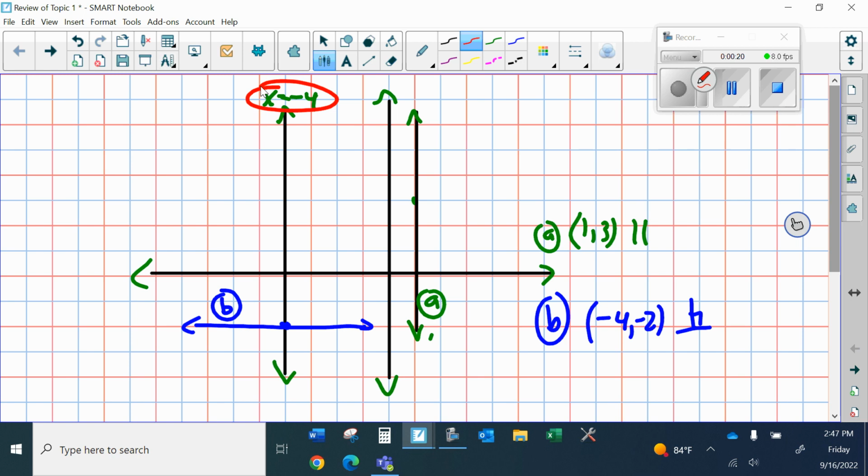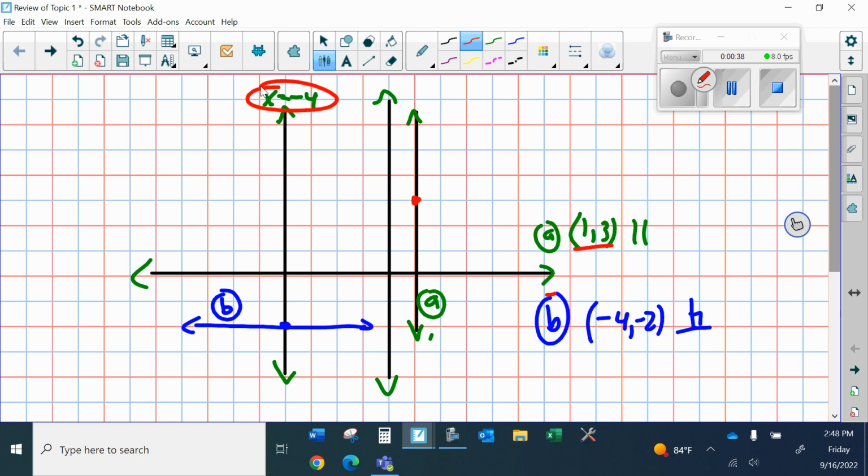And they're going to say, here's a point 1, 3, draw a line parallel to it. So you plot 1, 3 right there. Draw a line parallel to it right there. Okay, they want to say, you know what parallel means. A line parallel to a vertical line is another vertical.